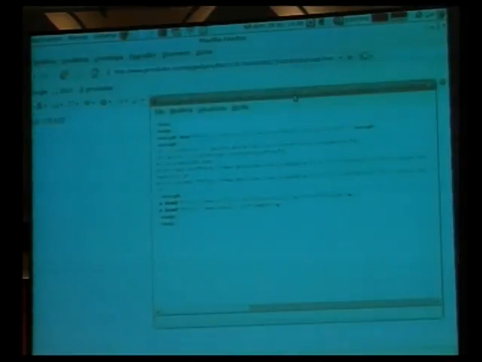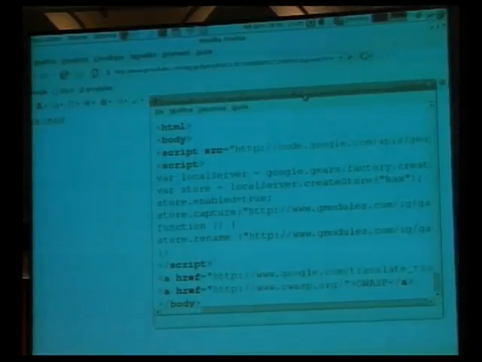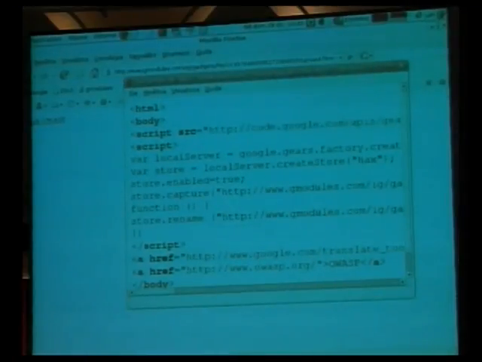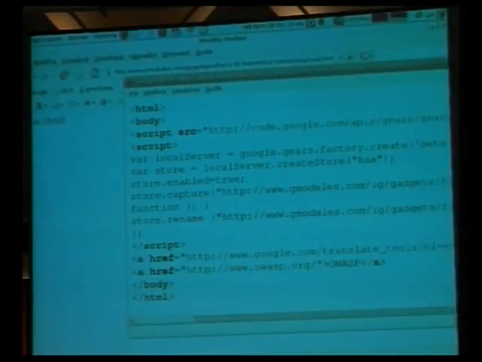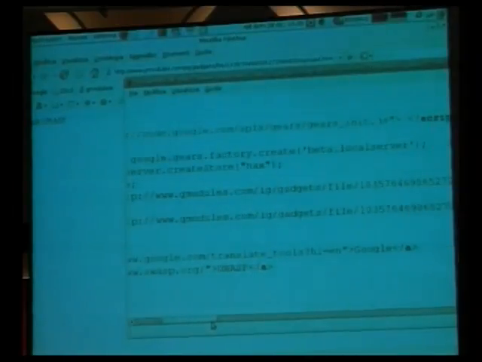So anyway, what this page does, it's on the gmodules.com domain. I'll just try again. Yeah, okay, good idea. Good damn MacBook.